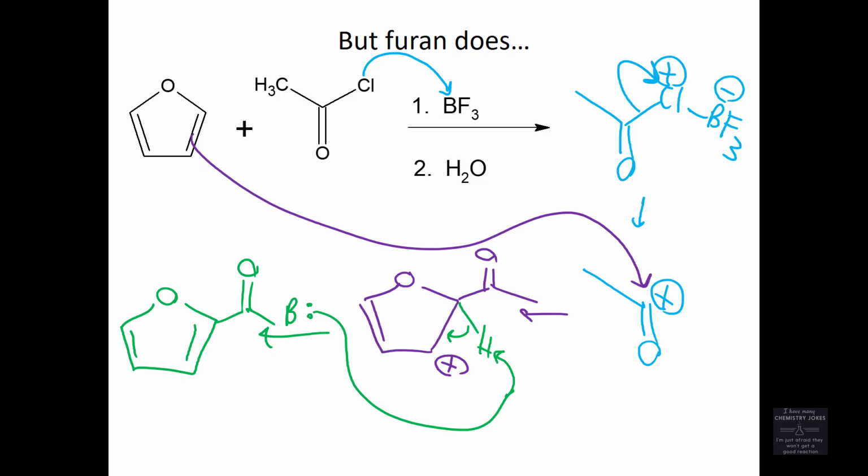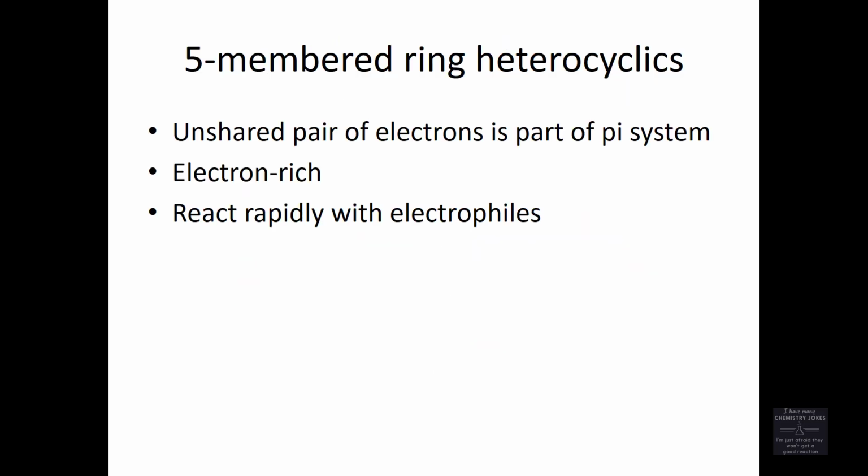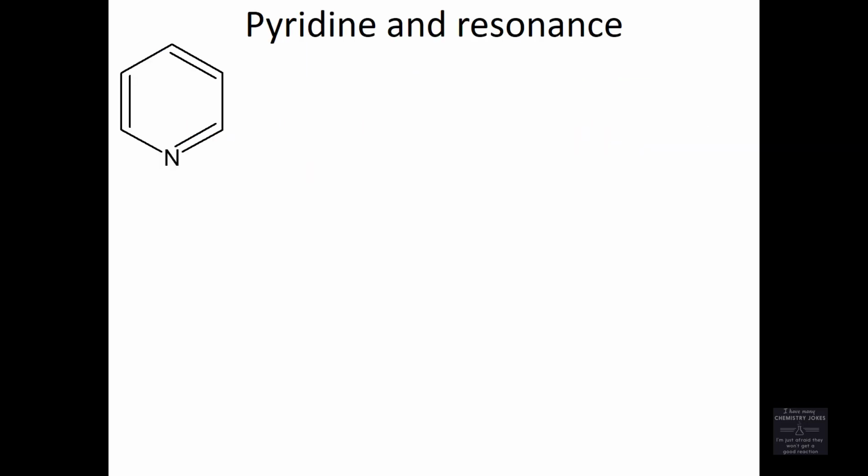5-membered ring heterocycles are electron-rich, super electron-rich. They react rapidly with electrophiles. So all of the big 5 electrophilic aromatic substitution reactions are not a problem whatsoever when you have a 5-membered ring heterocycle. Of those 5-membered ring heterocycles we saw in the beginning, pyrrole, furan, and thiophene, thiophene is the least reactive, the least electron-rich, but it's still very electron-rich, and in fact, more electron-rich than benzene is. So they do electrophilic aromatic substitution quickly, easily. They're good at it. 6-membered ring heterocycles are a different story.